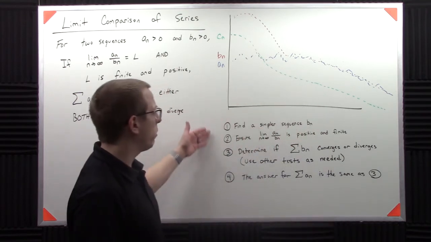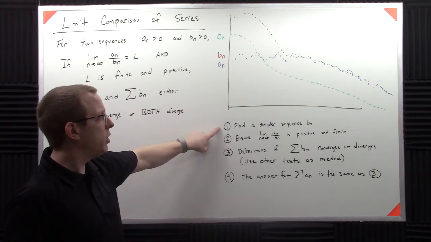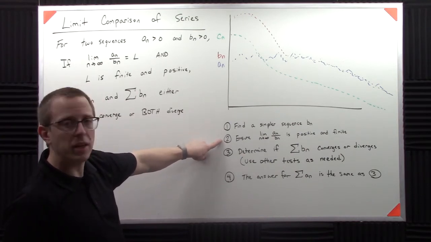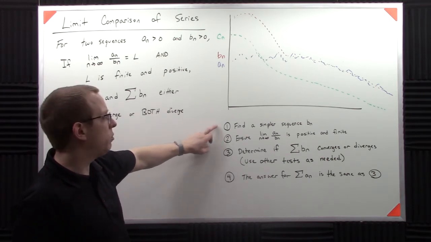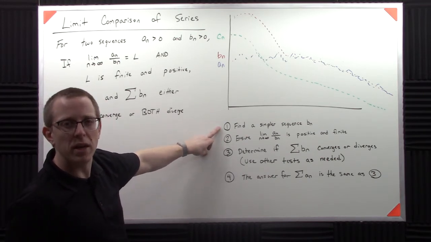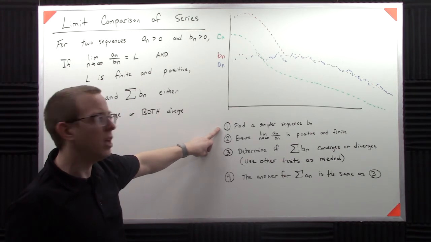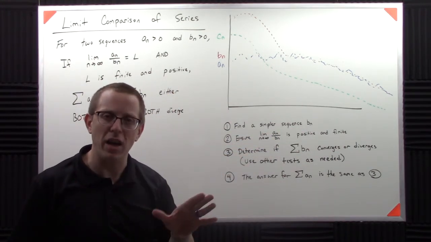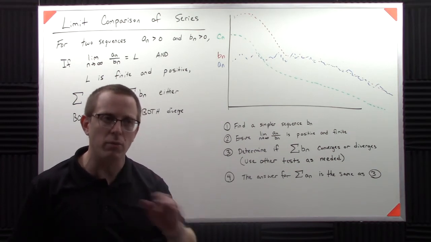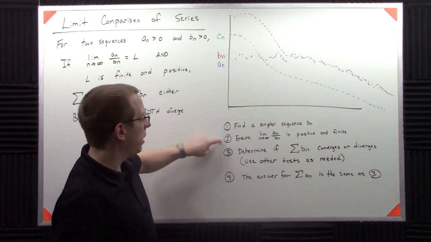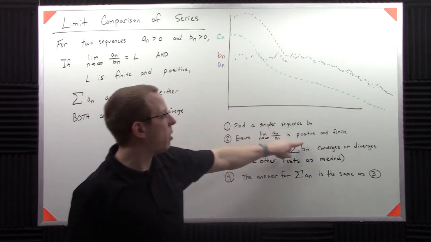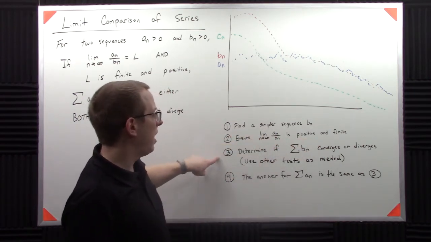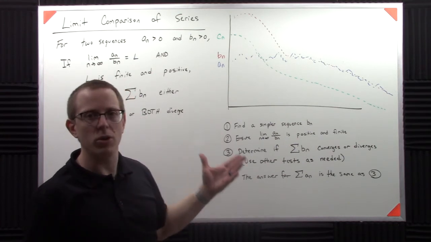So if you want a more step-by-step process, the first thing you do is find some sort of simpler sequence. A lot of times you're going to pick a sequence that you know works. You're going to say, I have to pick something that I know I can evaluate the series for. I know it's going to converge, or I know it's going to diverge. And then you want to guarantee that the limit of the ratio is positive and finite. And then you determine if it converges or diverges.